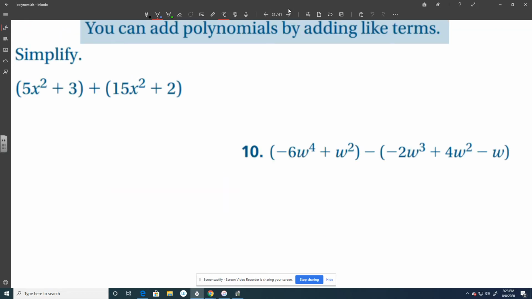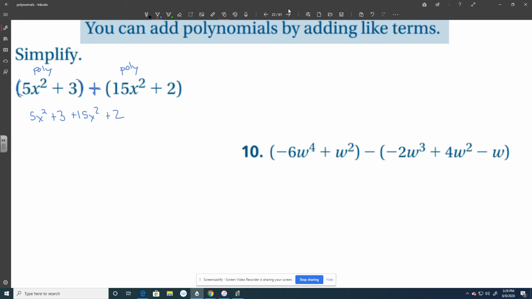Okay, more math. You can add polynomials by adding like terms. So here's one polynomial. Here's another polynomial. I can add them together. I just have to be careful that I only add like terms together. So when I look at this, I've got 5x squared plus 3. These parentheses don't make a huge difference because in between them is a plus sign. So I don't need to worry about the parentheses too much. I can just say plus 15x squared and then plus 2.